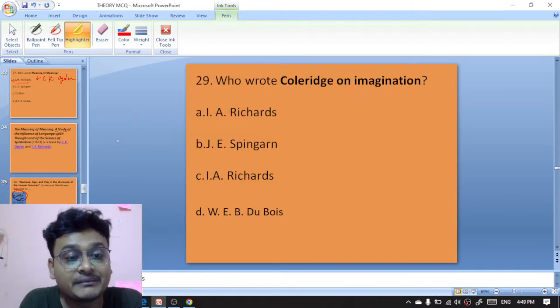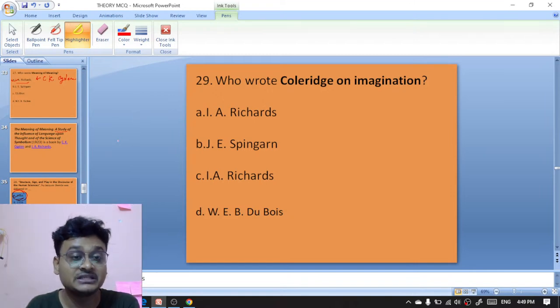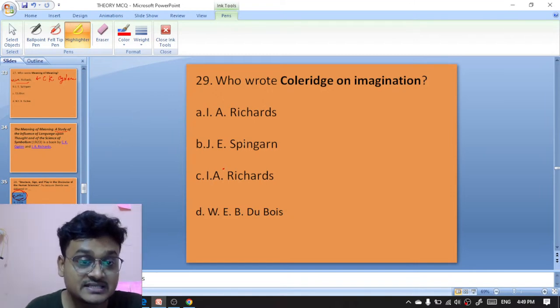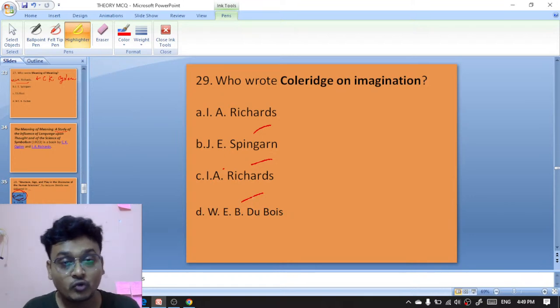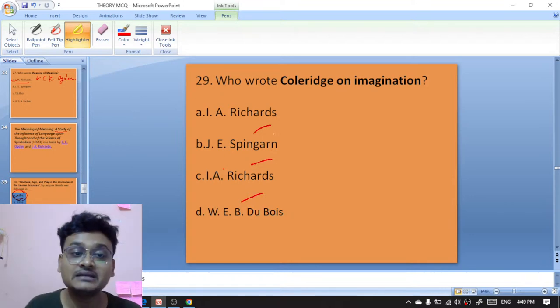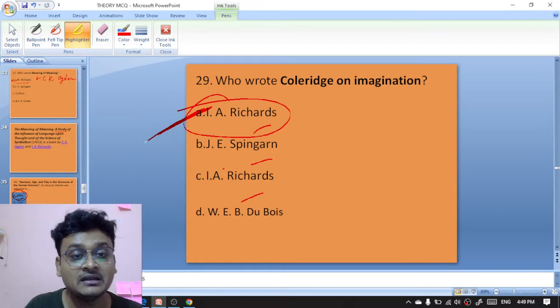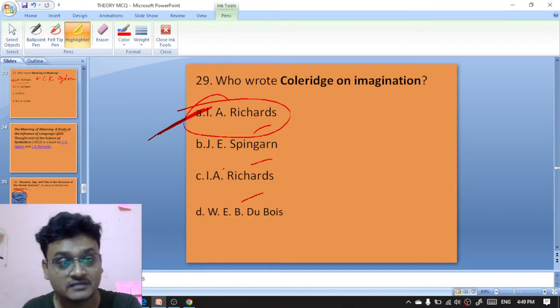Who wrote Coleridge on Imagination? Options: I.A. Richards, J. Spingarn, Du Bois. So Coleridge on Imagination was written by I.A. Richards. I.A. Richards has written Coleridge on Imagination. A is the right option over here.